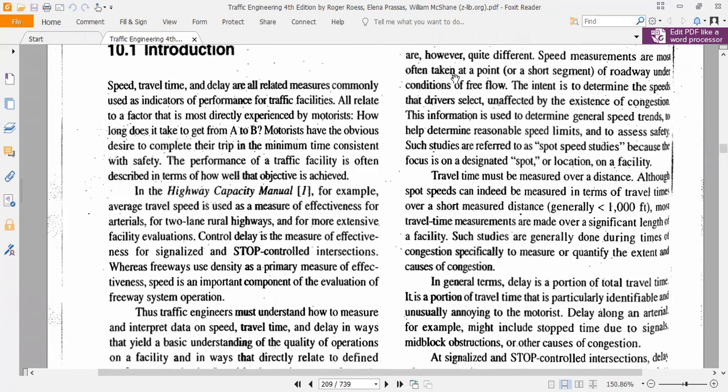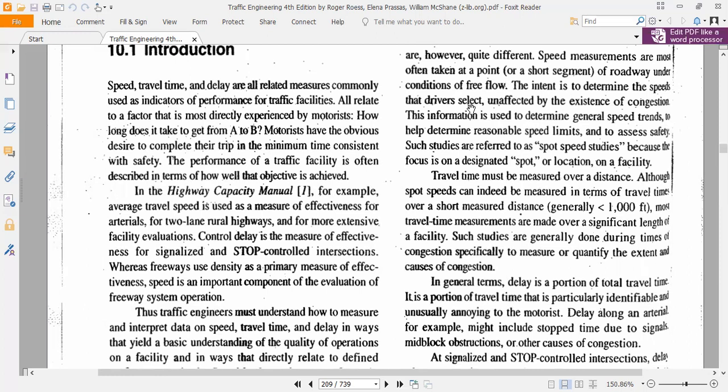Speed measurements are most often taken at a point or a short segment of roadway under conditions of free flow. Free flow conditions mean that vehicles experience no obstruction and drivers are allowed to move with whatever speed they can, considering the features of the roadway, but without any obstructions. So the intent is to determine the speeds that drivers select.